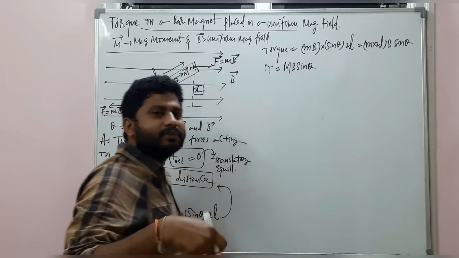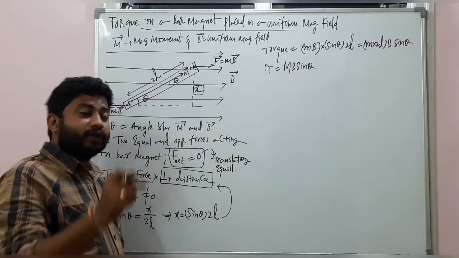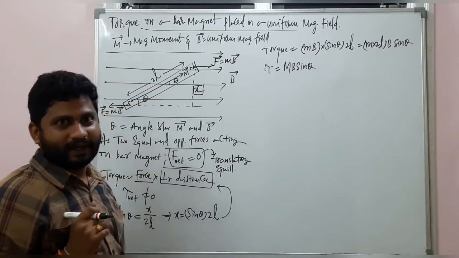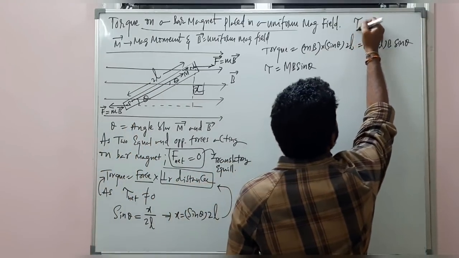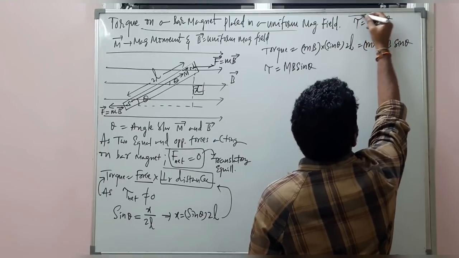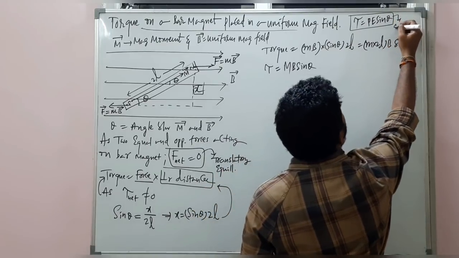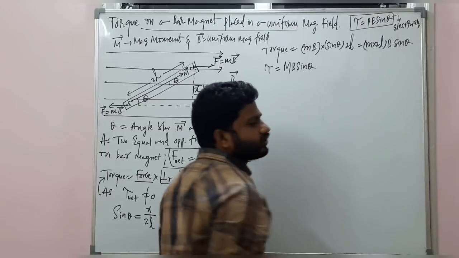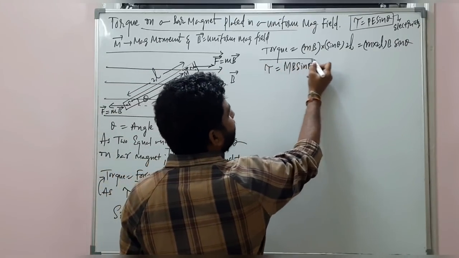You might have done a similar derivation for the torque on an electric dipole when it is placed in a uniform electric field. The similar expression you might have got, and that expression will be like this: tau is equal to PE sine theta. P is the electric dipole moment, E is electric field. So this is in electricity. No confusion, similar to that. So this is the magnitude.